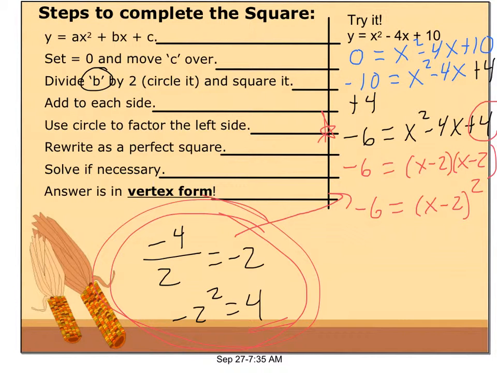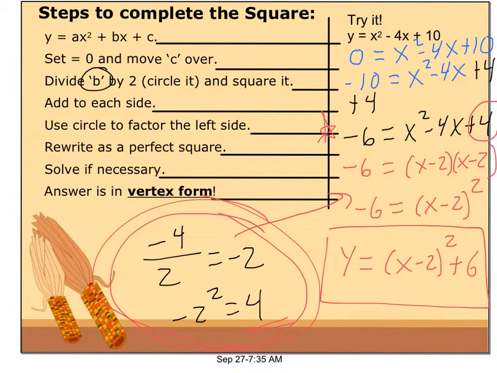It says solve if necessary. There's a couple different routes that I could go here. One of which would be I could add 6 to both sides. This is the same equation. It's now written in vertex form. When I go through the next example here, I'll go through one as to how you could solve it. Some could just ask for the equation, others could ask you to solve.